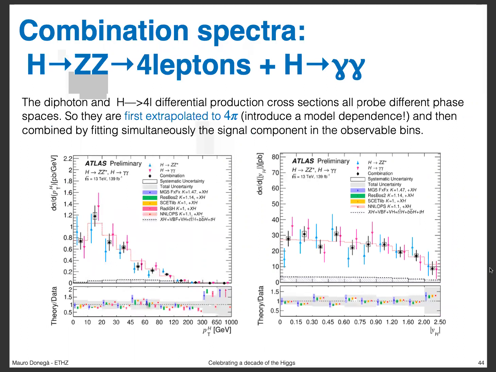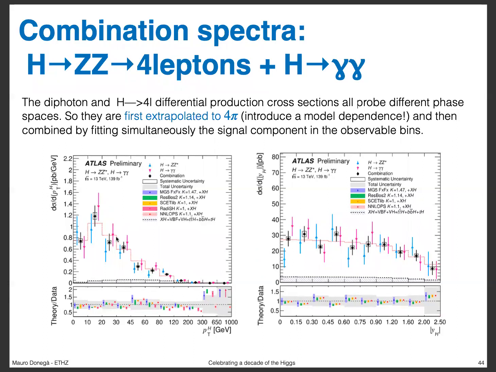And here I'm showing you a plot of a combination between ZZ and gamma gamma from ATLAS. And the point here is, how do you combine the two? Because the fiducial phase spaces tested by gamma gamma and ZZ are defined on variables that are different. One is the pT of the photons, the other one is the pT of the leptons, for instance. And so the way to produce these black dots here that are the combination is you take the measurements, you extrapolate them to 4 pi, you combine them at 4 pi. Okay, so what you see here is the combination that comes after the extrapolation.